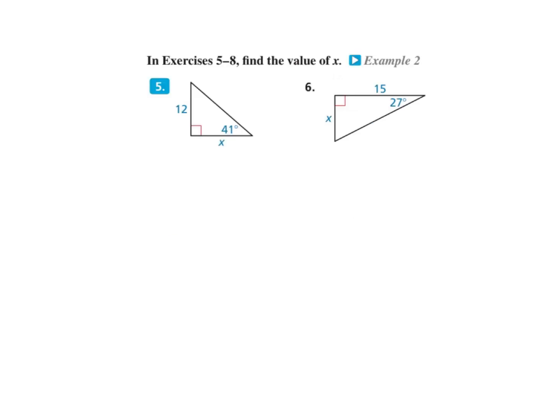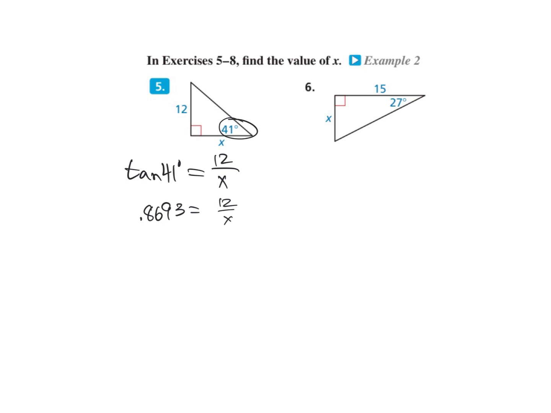All right, find the value of x. So we're going to use this angle, because that's where we're at. Tangent of 41 degrees is equal to the opposite leg, 12, over the adjacent leg. So now use your calculator and do the tangent of 41 degrees. So that's going to be 0.8693, which is equal to 12 over x.